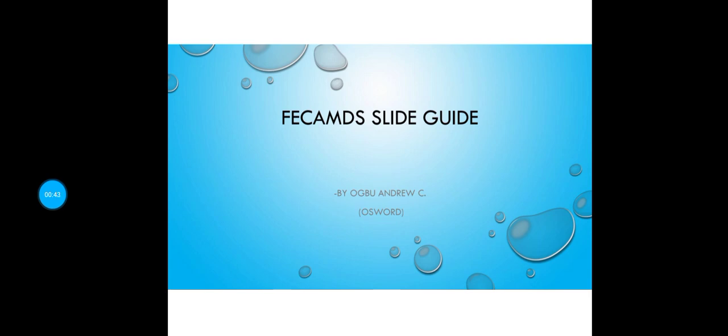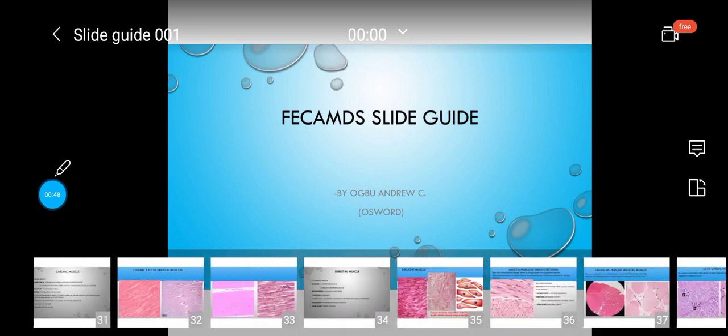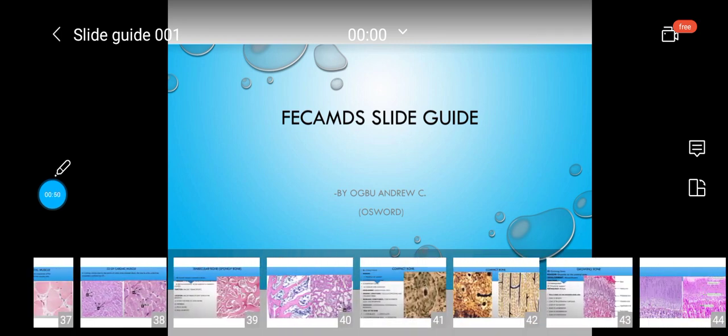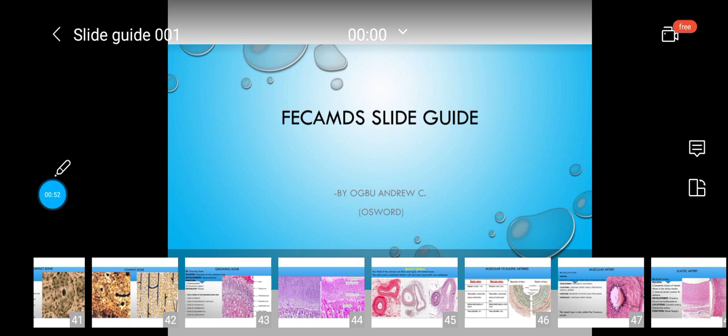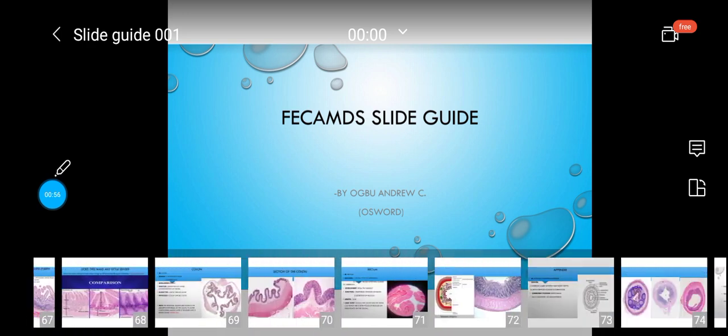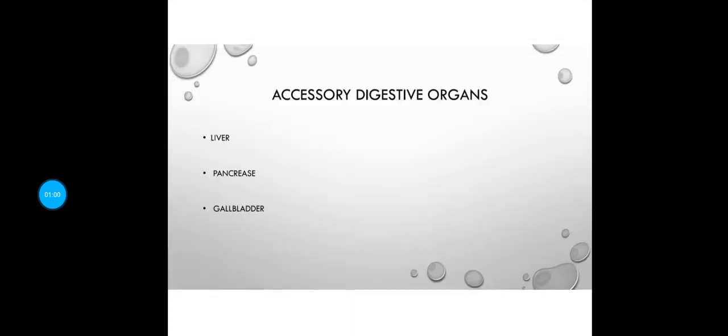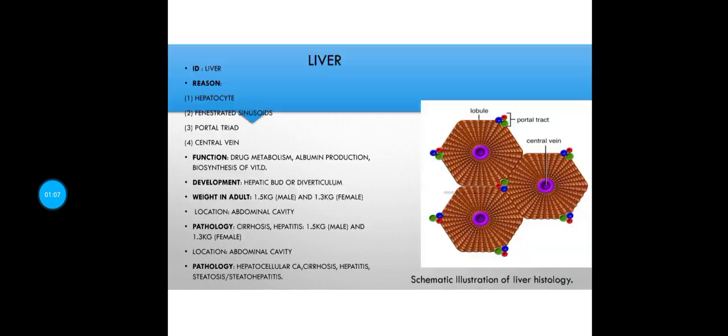Thank you. So today we'll be looking at the histology of accessory organs of digestion. Now, the major accessory organs of digestion are the liver, the pancreas, and the gallbladder. So let's read out the notes on the liver.